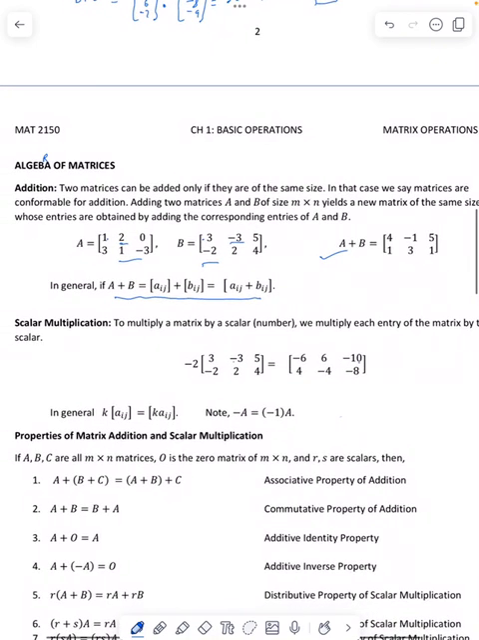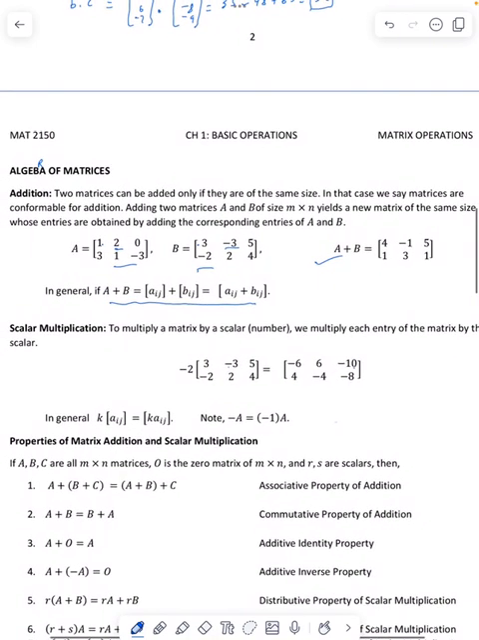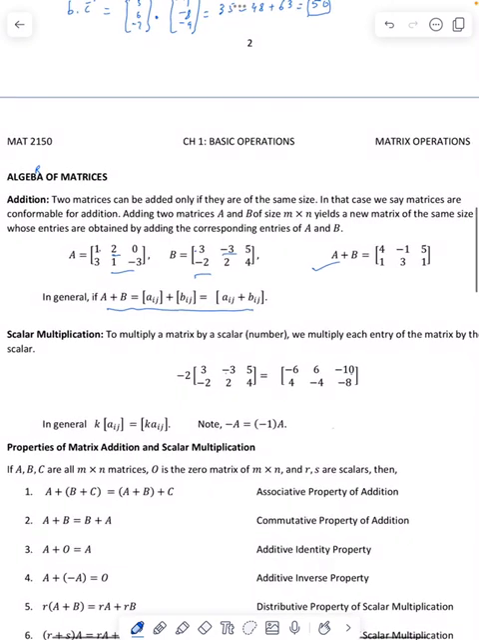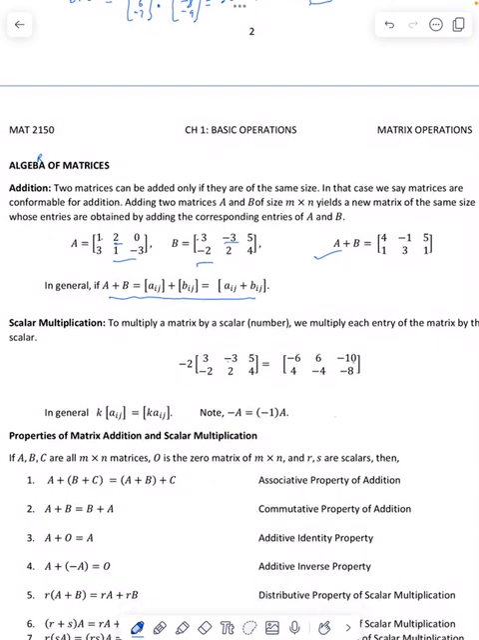Okay, the next operation or algebra we discuss is the multiplication of a matrix by a number, by a scalar. Scalar means a number. So here we have a matrix, I think this is the matrix B, and we are multiplying it with -2. So what is -2 times B? What we do is multiply each and every entry by the number, by the scalar.